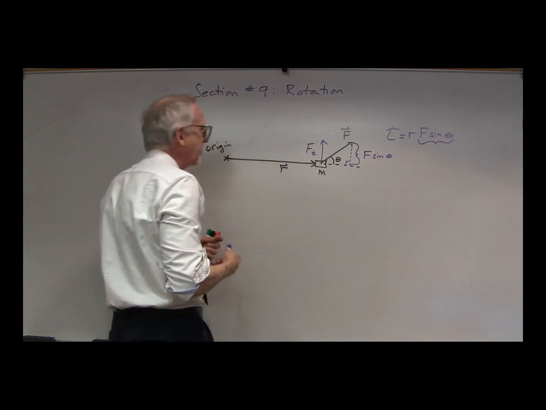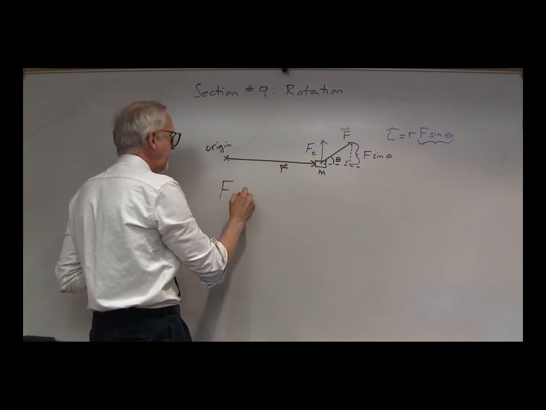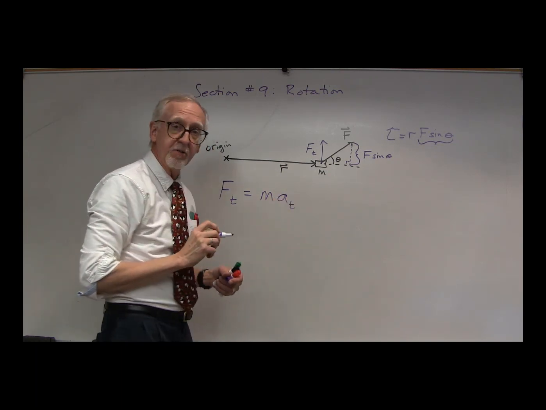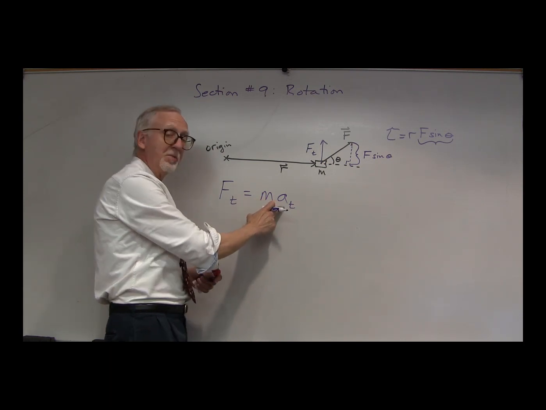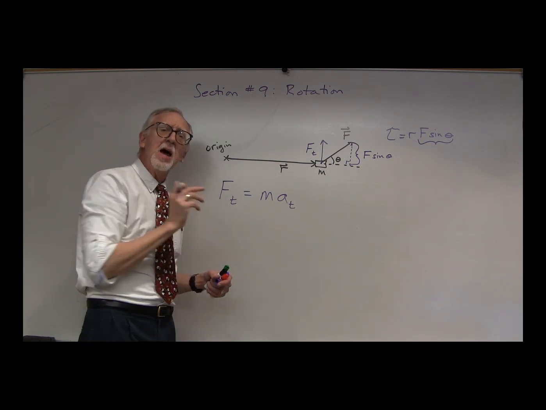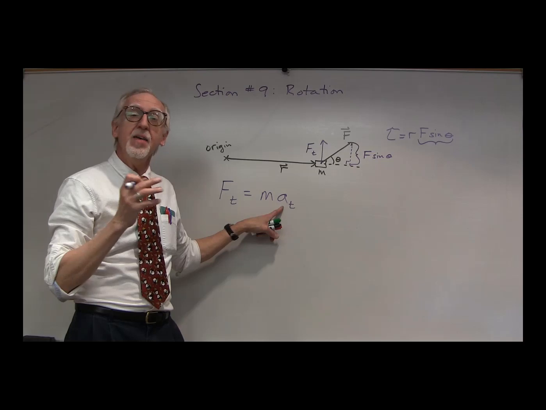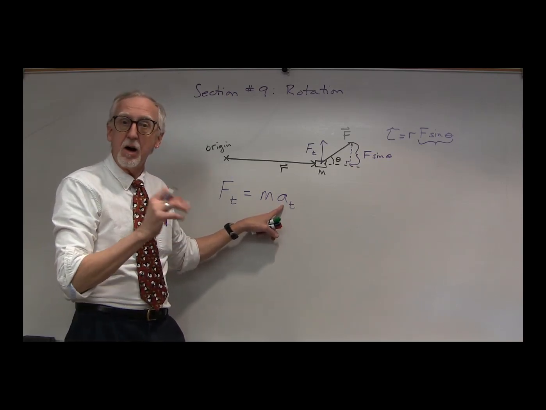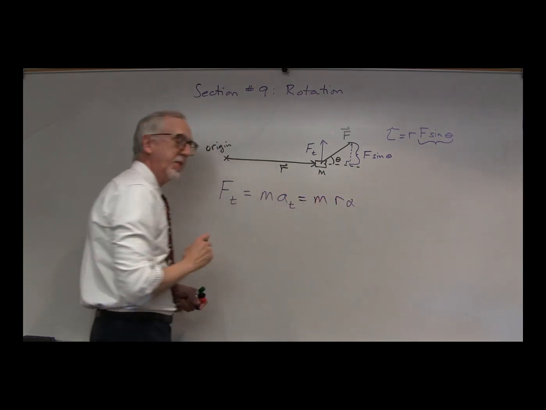So what do we have? If we apply this force F sub t on the mass, F sub t equals the mass times an acceleration in the tangent direction. So F sub t is going to give us the mass times the acceleration in the tangent direction, a sub t. Now we know that there's a relationship between the tangential acceleration and the angular acceleration. We saw that before. The tangential acceleration is r alpha. So we can write this as m r alpha.